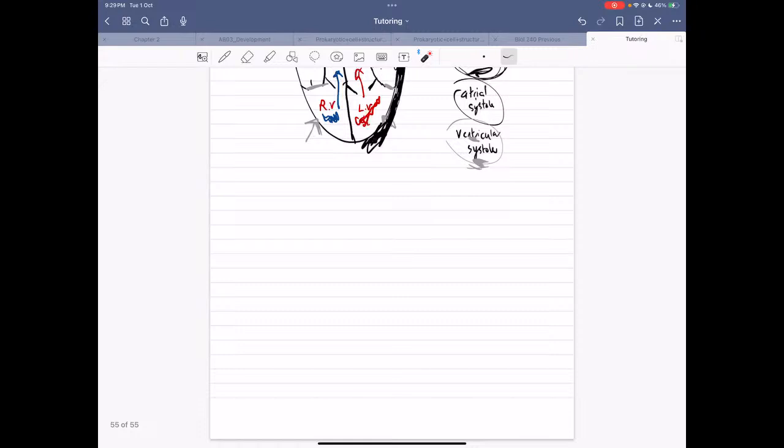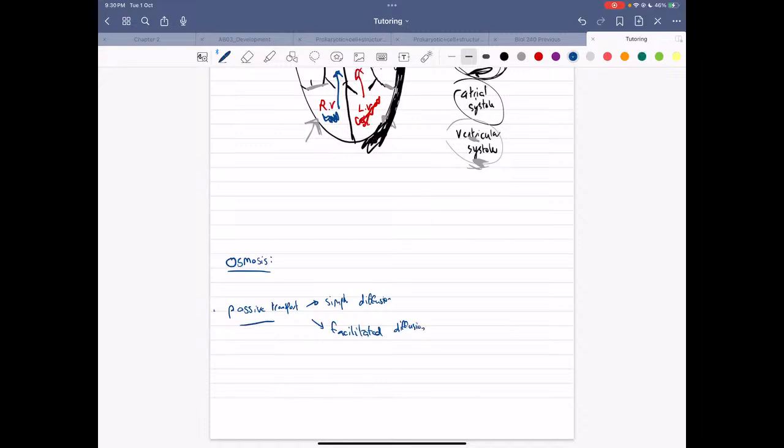They're just the modes of transportation. You have osmosis. You have passive transport, which is broken down into simple diffusion and facilitated diffusion. And you also have active transport.